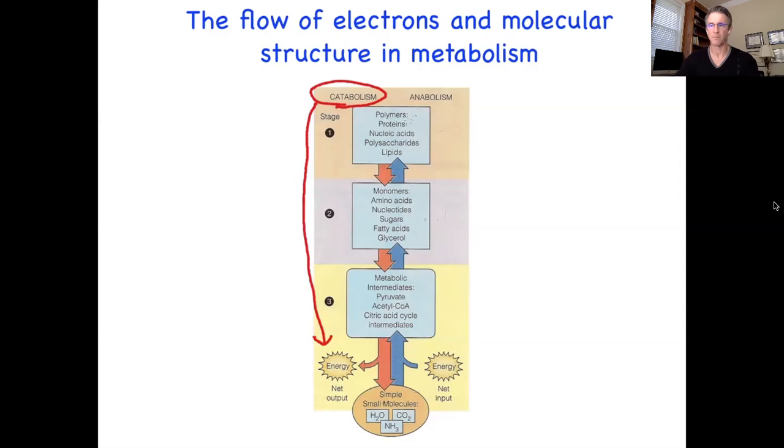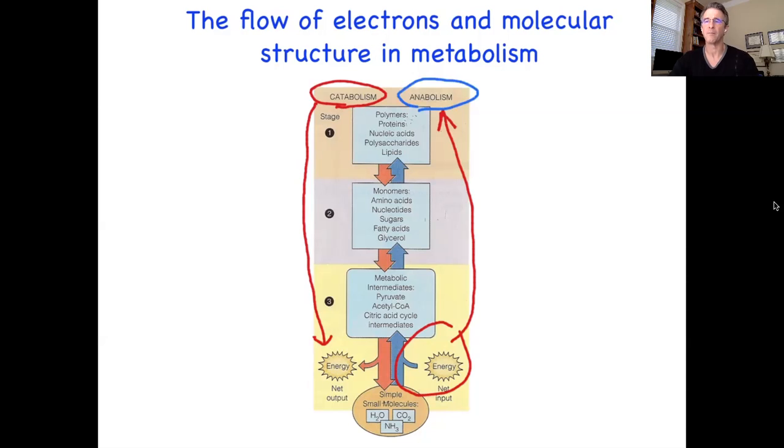Now, of course, there's a paired process going in the direction where we utilize energy and these smaller components, and then build things back up to create the molecules we need for all the functions that we would describe as life. And that is, of course, a process known as anabolism.